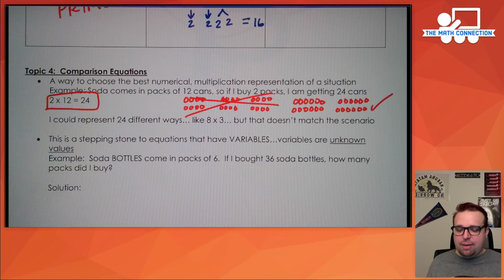So let's do an example. Soda bottles. So I'm not talking about cans anymore. I'm talking about bottled soda. Soda bottles come in packs of 6. If I bought 36 soda bottles, then how many packs of soda did I buy?